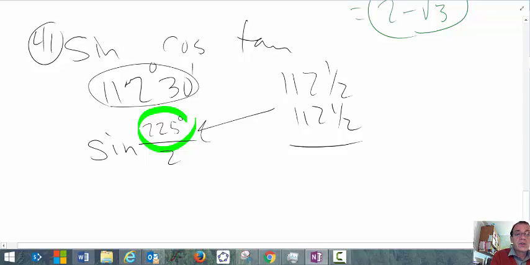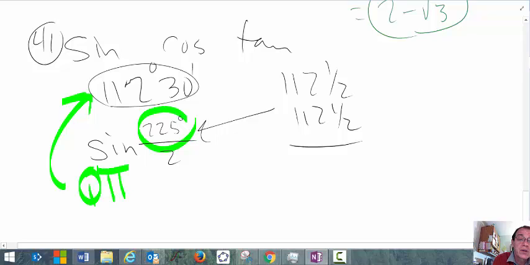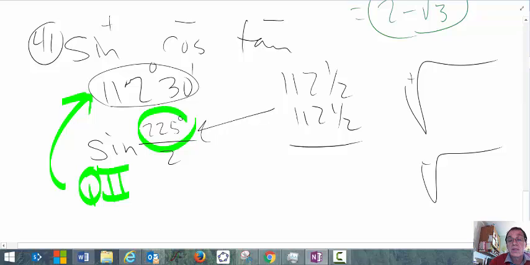By the way, which quadrant is 112 and a half in? If you said quadrant 2, you'd be right. So in quadrant 2, the sine is negative, isn't it? No, it isn't. Quadrant 2, sine is positive. The cosine is negative, and the tangent is negative. Now that's how you'll decide when you start to look at those radicals. If I'm using the sine, I'm going to say plus. If I'm doing the cosine, I'm going to say minus, or the tangent. Okay? So that's how you do that.